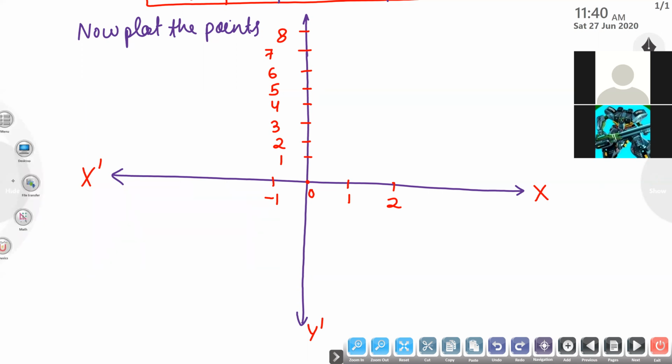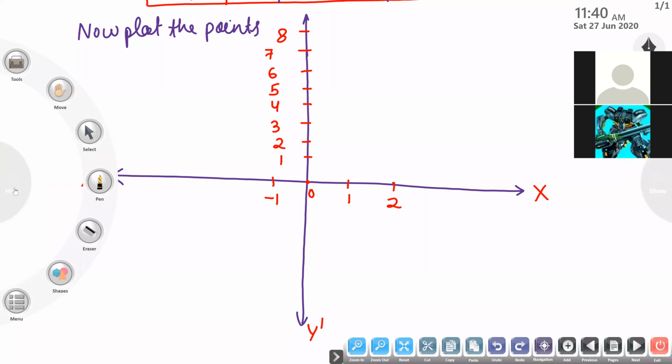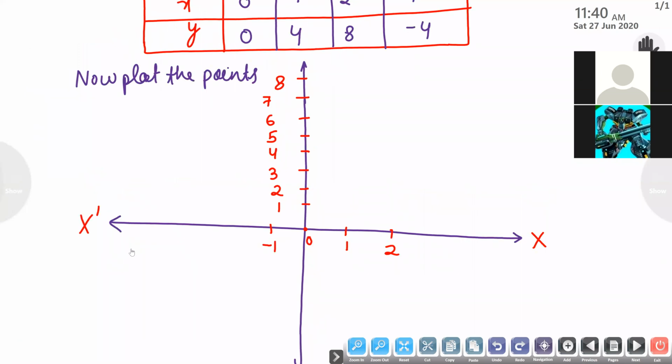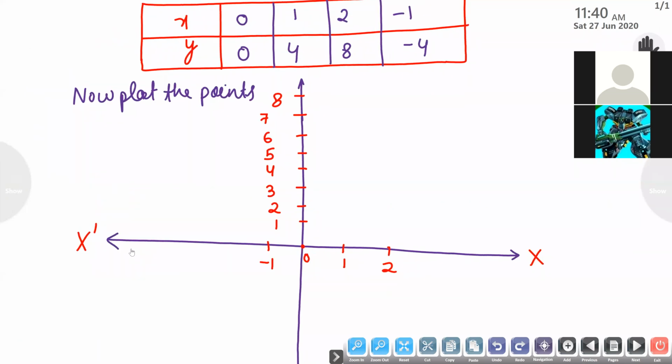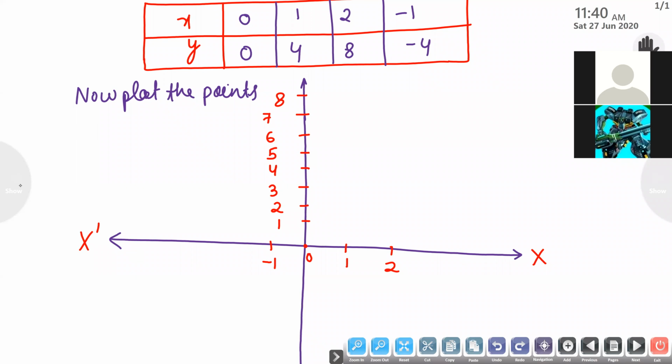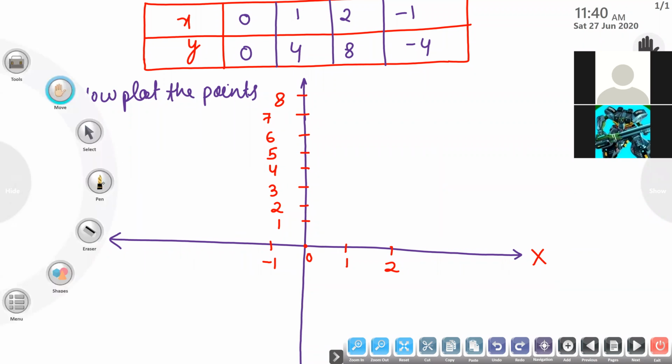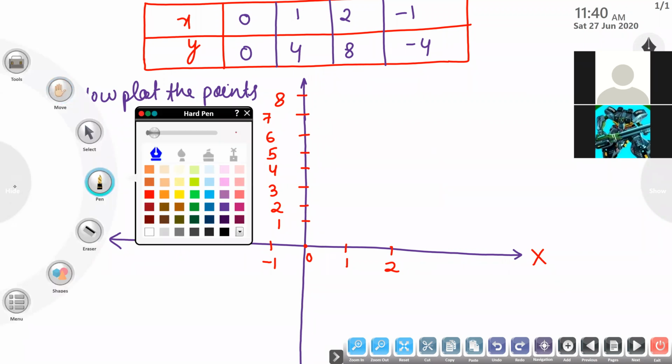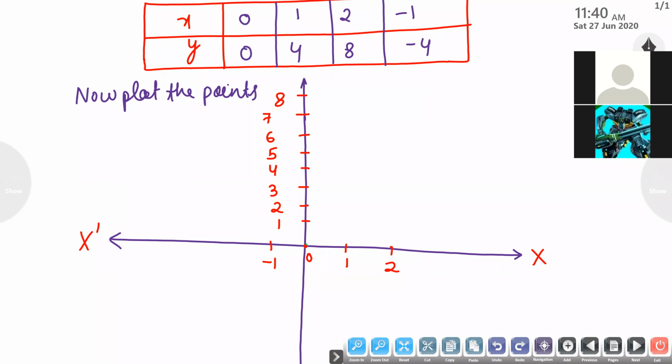Now I want to plot this graph. How to plot this graph? First point is 0, comma 0. Means the value of x is 0 and the value of y is 0. First point will come at the origin point. 0, comma 0, this is the origin point.